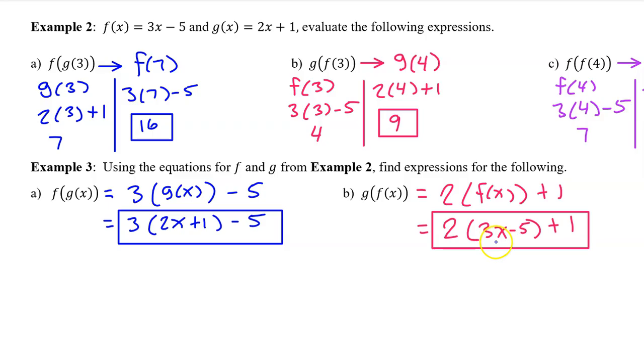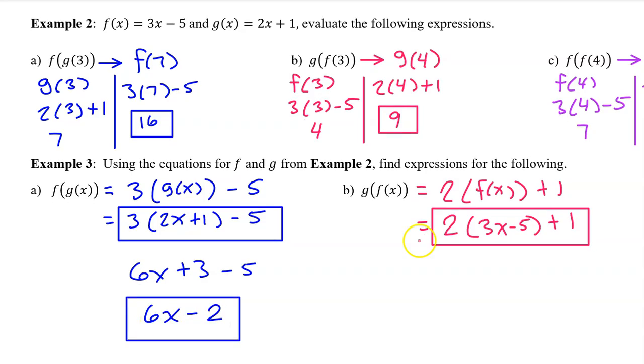These are both valid expressions. Sometimes you will be asked to simplify, or you will be given a multiple choice question with simplified answers. So be prepared to simplify by doing the distributive property, which would give me 6x plus 3 minus 5, and then combining like terms gives us 6x minus 2. Similarly, on part B, if I do the distributive property, I get 6x minus 10 plus 1, and then combining like terms, that's 6x minus 9.